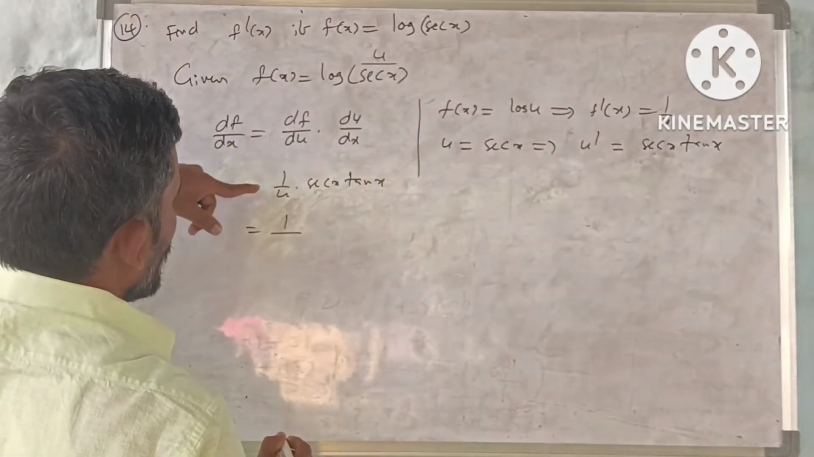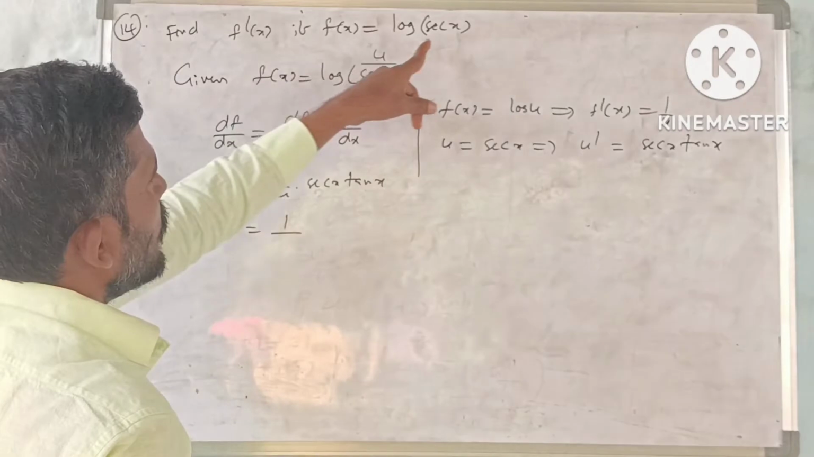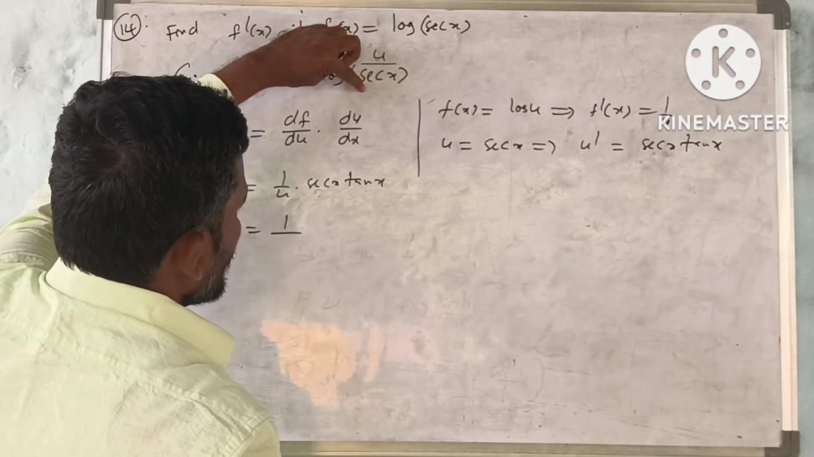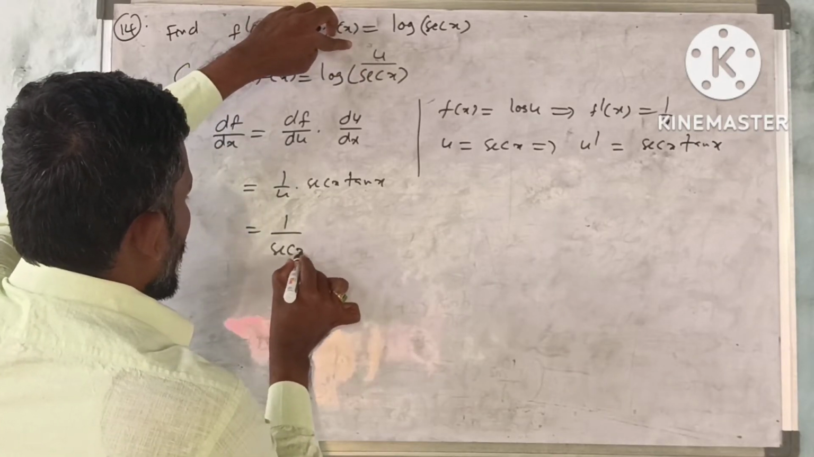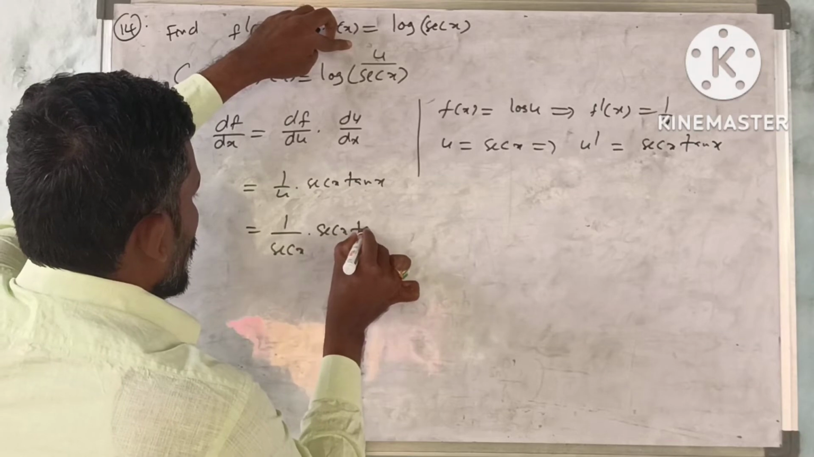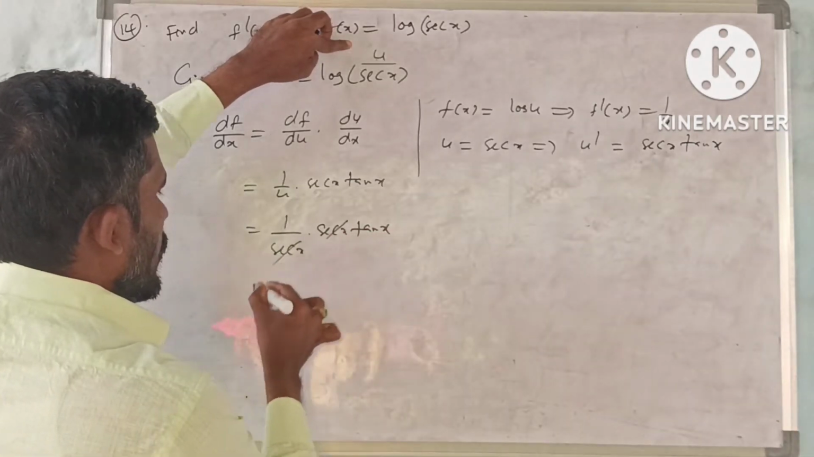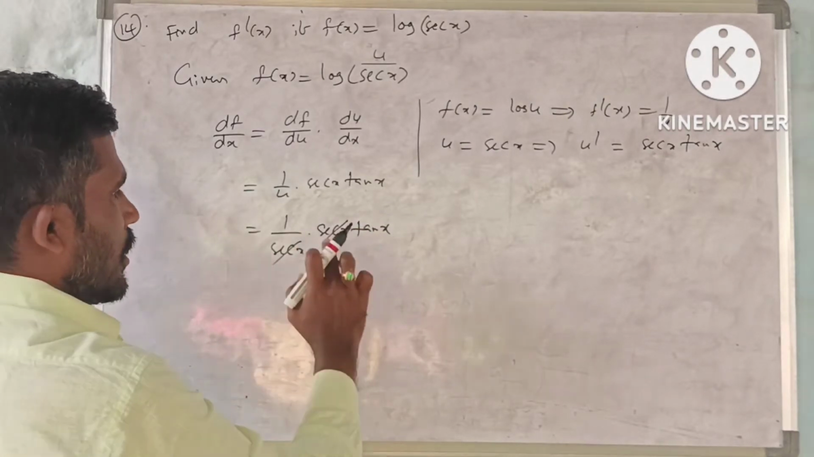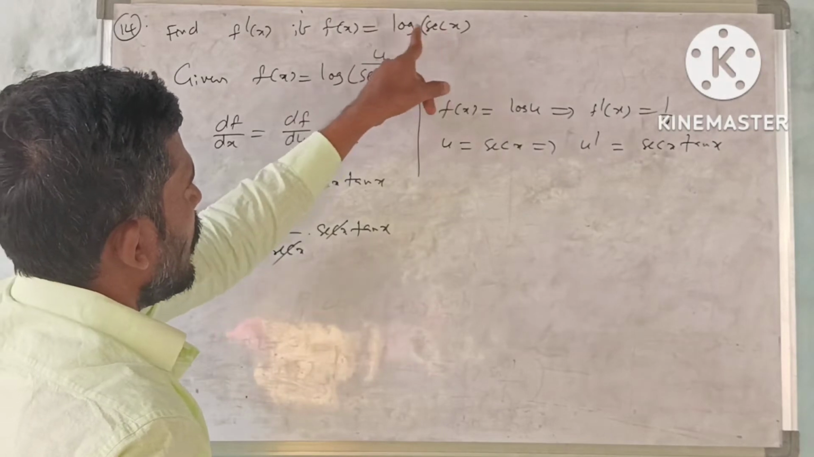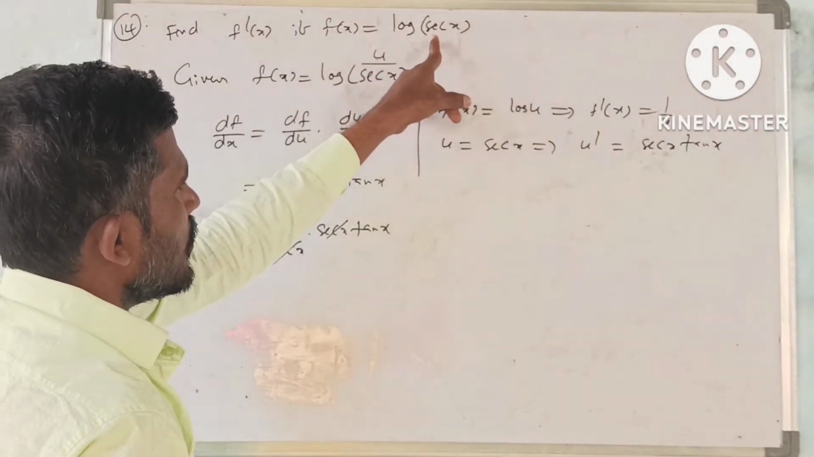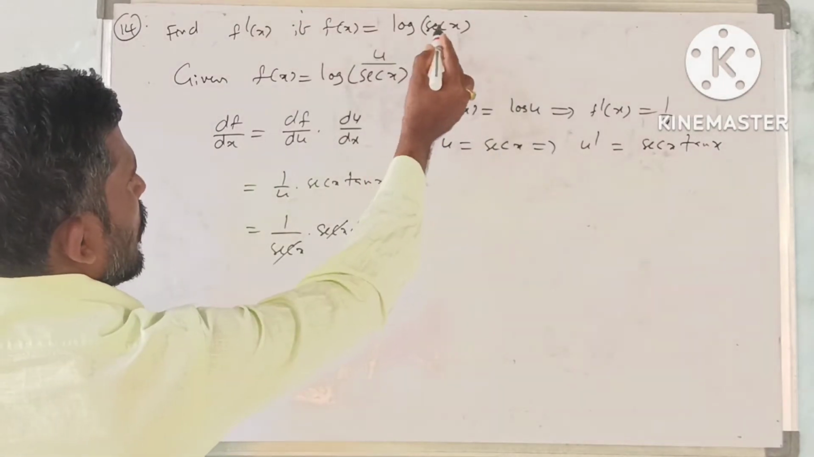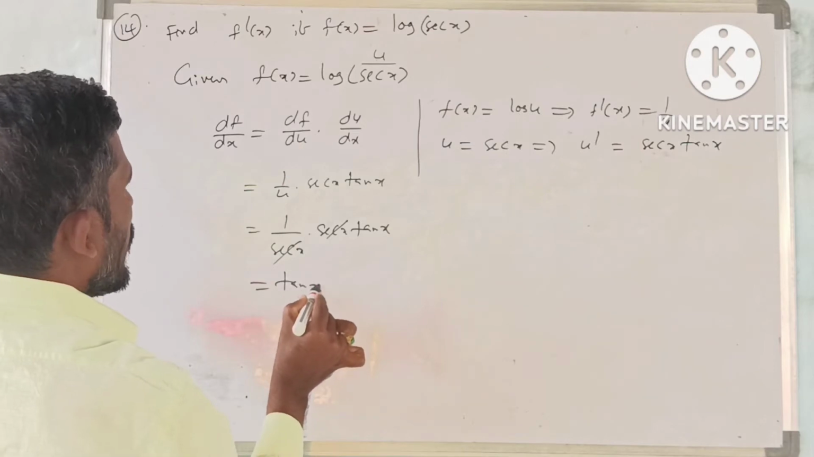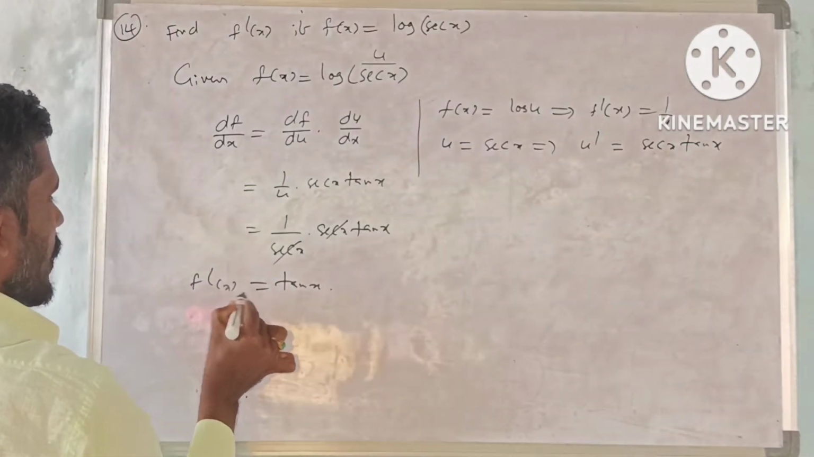1 by u. So this is the result in terms of x and u, but the problem is given in terms of x only. So u is what we taken here, u is for secant x we taken. So 1 by secant x and secant x tan x. Secant x cancel, because here secant x and tan x are not independent functions, they are dependent. Logarithm depends on secant, secant depends on x, so that's why it is not separate. So cancel చేస్తే మనకు remaining only tan x, that is the f dash x.